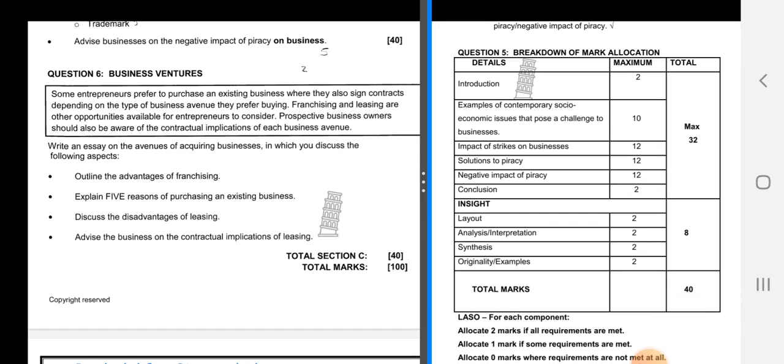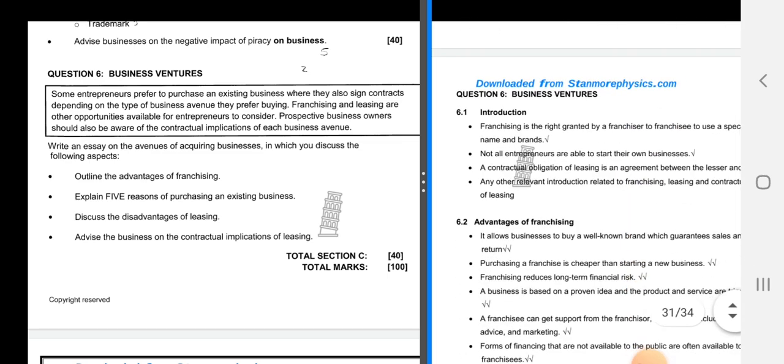Layout, analysis and interpretation, synthesis and originality. Giving examples, we give you 2 marks. So that's how you earn your 8 marks, and 32 is from the content. And then we're going to question 6.